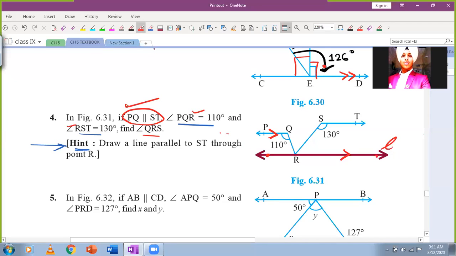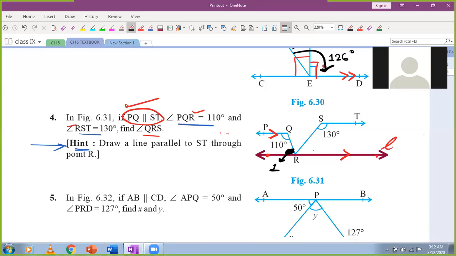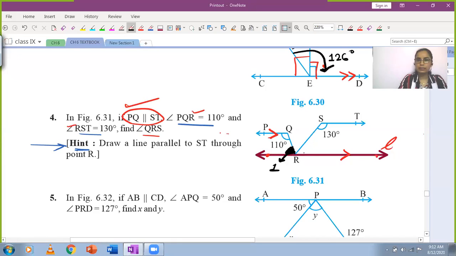And once you have this, I'm going to mark a couple of angles here and tell me if you can find these. Let's say this angle over here. Ma'am, if both the lines are parallel, then SR acts as a transversal. That's correct. Ma'am, then angle R would be 130 degrees.